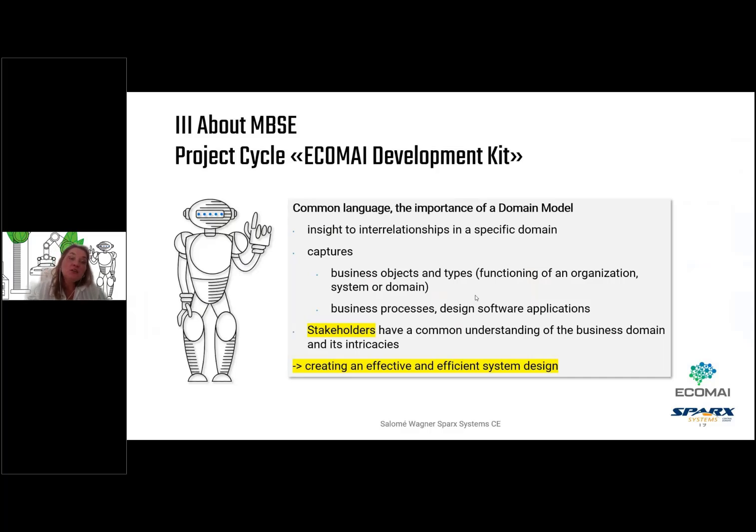Okay. So for this ECOMAI development kit, as I said, for us, the importance of having a domain model proves now along the project as very beneficial. Because it also captures business objects and types. So when you think about MBSE, you might think, this is not important to have this view, this business process view, mirroring all the design software applications and having it in a model. But we understood within the project that stakeholders might not have the same understanding of the project, and it helps us a lot to have all this intricacy on a model to show also all this environment we are in. So it's all about creating an effective and efficient system design also means capturing these business objects and types.